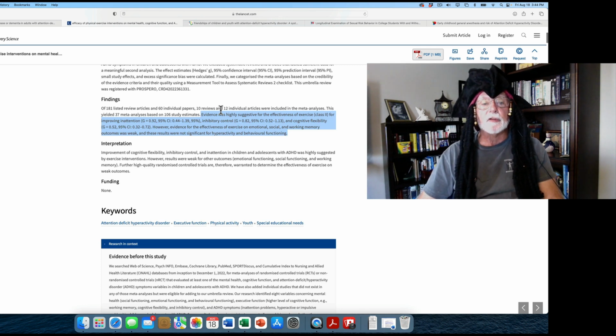of physical exercise on improving attention, inhibition, and cognitive flexibility. However, they point out that the evidence for the effectiveness of exercise on emotion regulation, on social functioning, and on working memory was quite weak and not significant. The same was true for hyperactivity as well as general behavioral functioning. So, there are some selective effects of exercise on ADHD, but not a ubiquitous one, not necessarily a very strong one, but something worth exploring further.